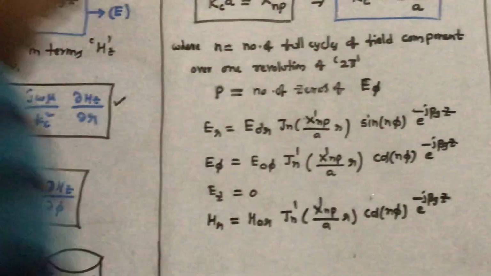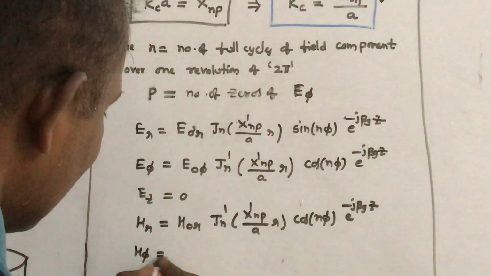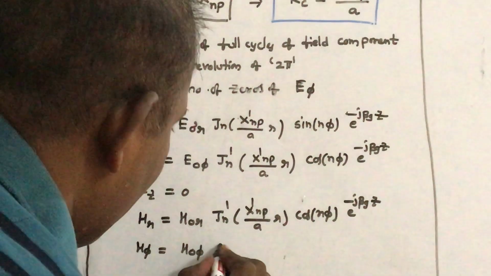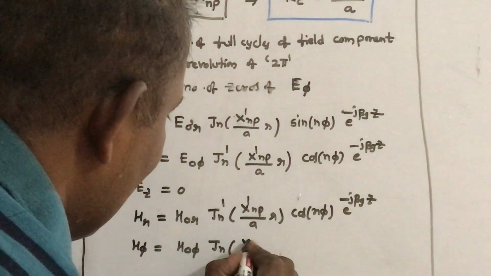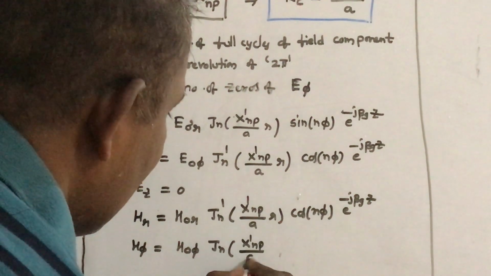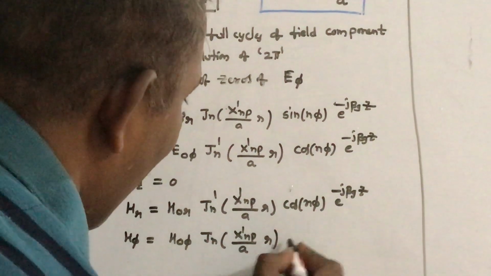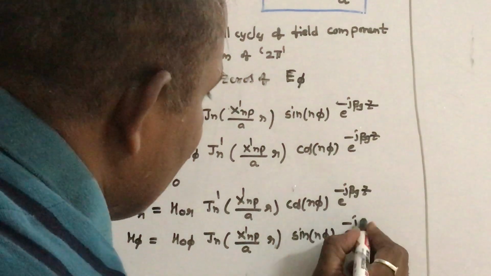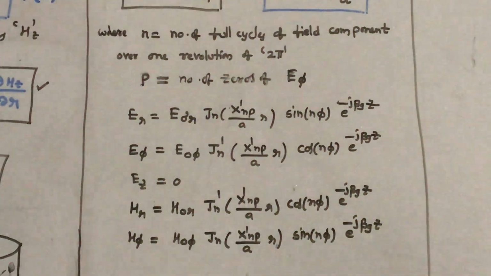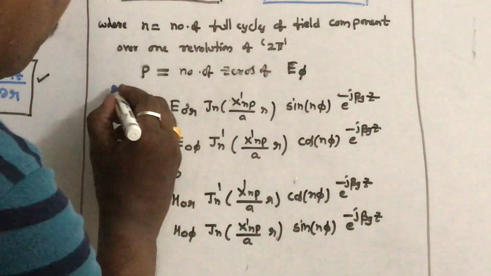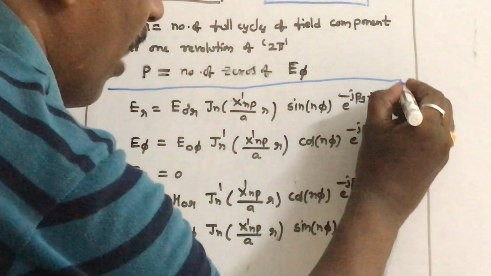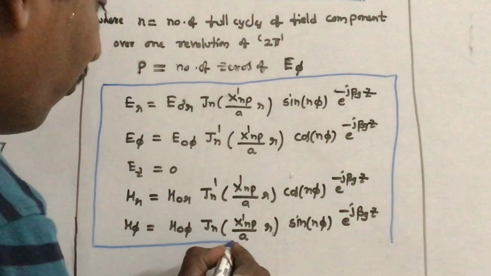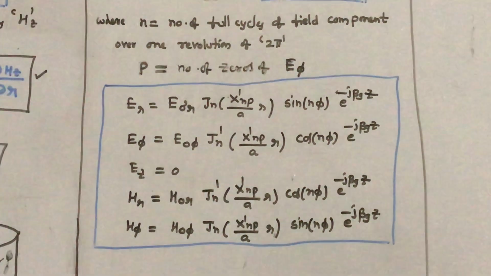Finally, H phi is written with H0φ, because it is with respect to phi. Jn will remain as it is, Kc is x dash np by A into R, and cos nφ will become sin nφ, into e power minus jβg into z. So these are the final field components of ER, E phi, HR and H phi in terms of Hz.